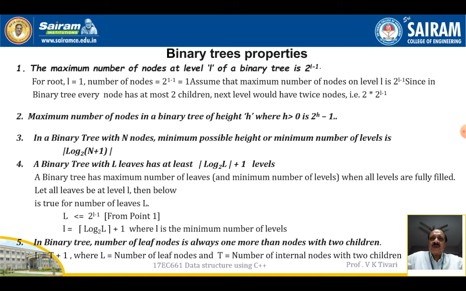The maximum number of nodes in a binary tree of height h, where h is greater than 0, is 2 to the power h minus 1. For a binary tree with n nodes, the minimum possible height, or minimum number of levels, is log 2 n plus 1. The fourth property is that a binary tree with L leaves has at least log 2 L plus 1 levels. And the fifth property is that in a binary tree, the number of leaf nodes is always one more than the number of nodes with 2 children. And we are going to use this in the basic operation of traversing.